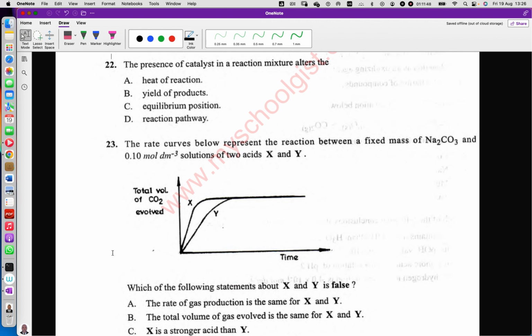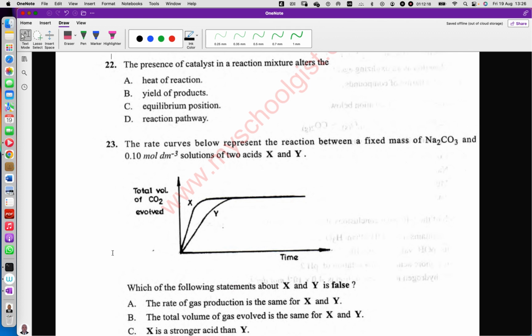2 or B, the catalyst will do what? Alters the yield of the product. Fellow learners, it should be recalled that a catalyst has no effect. The presence of the catalyst in a reaction mixture has no effect on the yield of the product. Instead, the catalyst is there just to speed up the rate of a reaction.